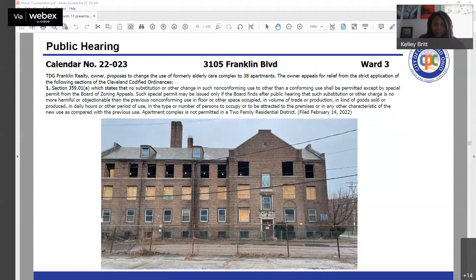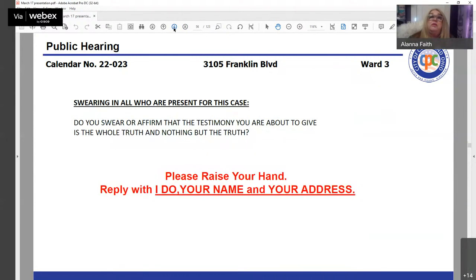That concludes the reading of that, and to Ms. Brown then for the oath. Certainly. So, I'm swearing in all who are present for this case. Do you swear or affirm that the testimony you're about to give is the whole truth and nothing but the truth? Please raise your hand, reply I do, state your name and your address.